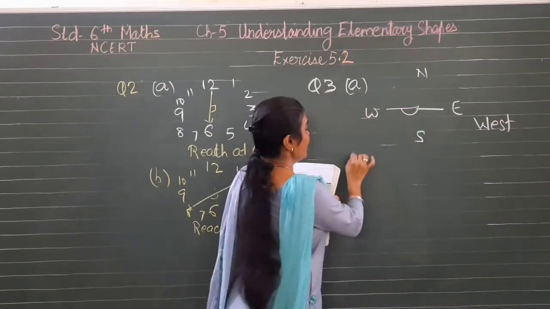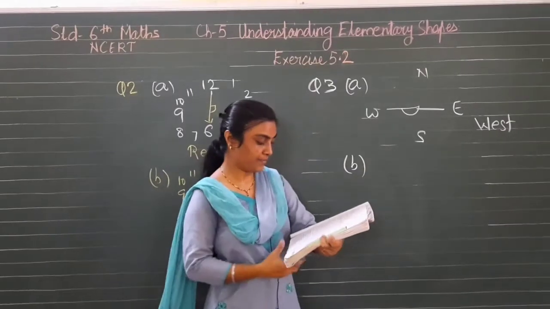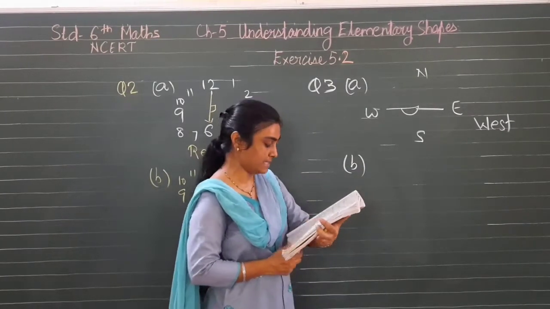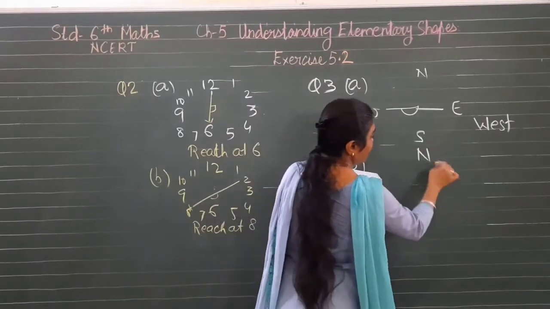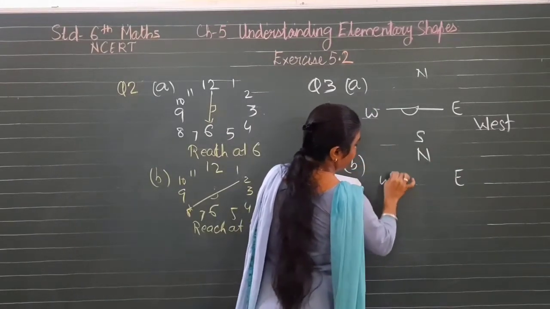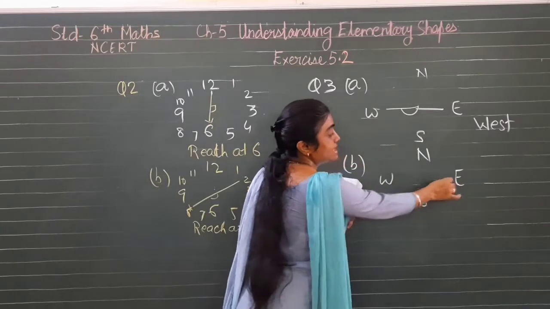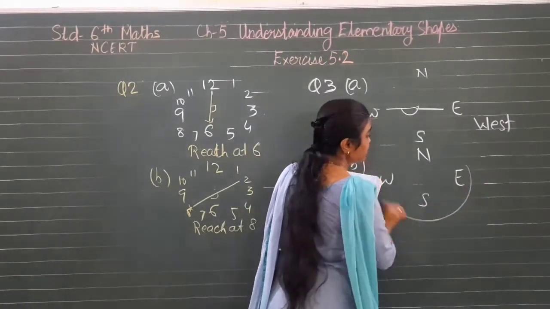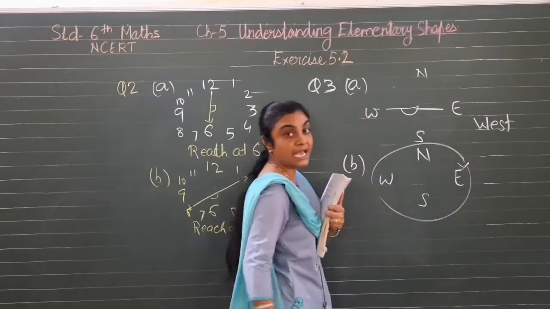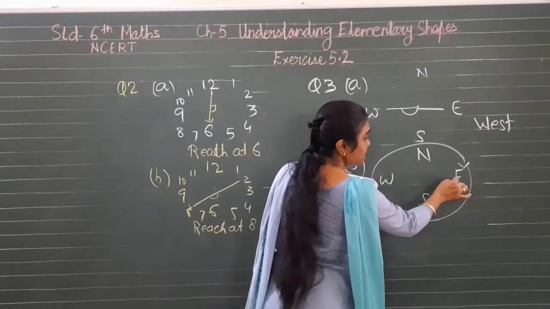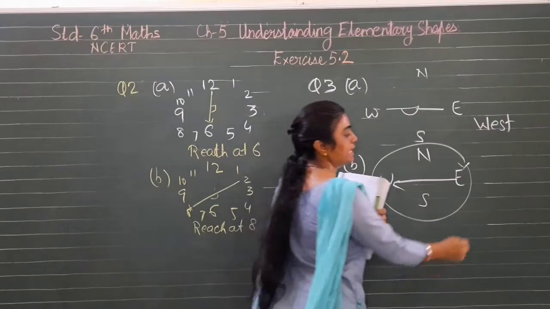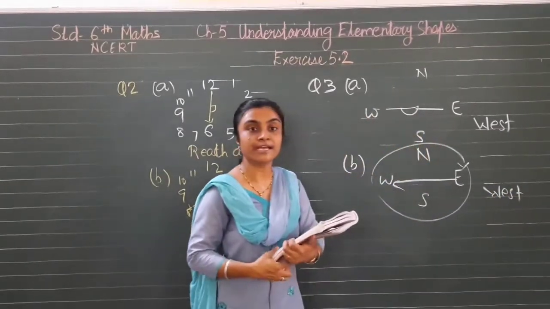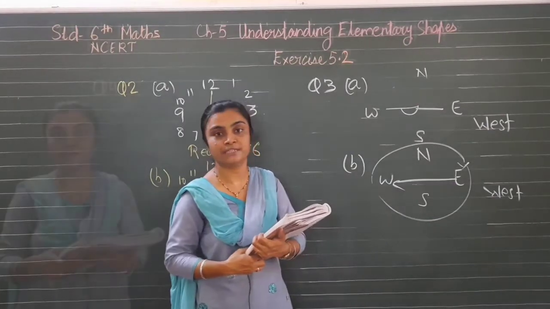Now B, east and make 1.5 revolution clockwise. So again north, east, west and south. You are at east and it makes 1.5 revolution. 1 revolution means again it will reach east clockwise, and again half revolution, that means from east to west. So again it will reach west. The rest of the sums you can solve by using the same logic.